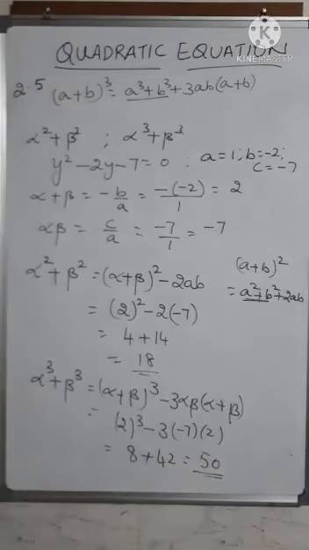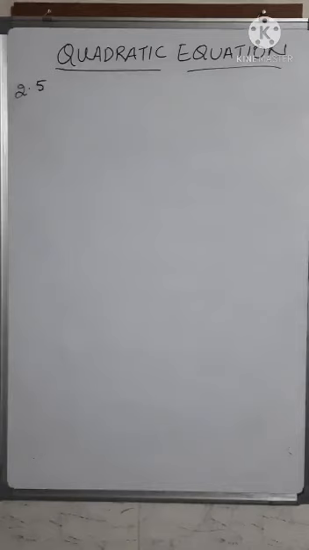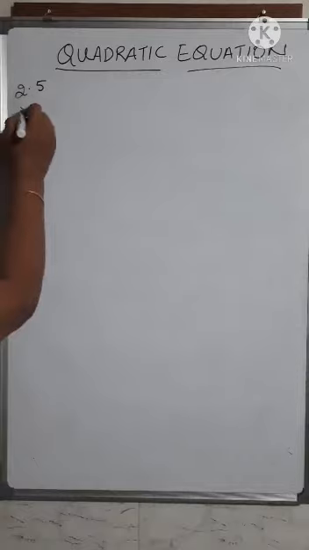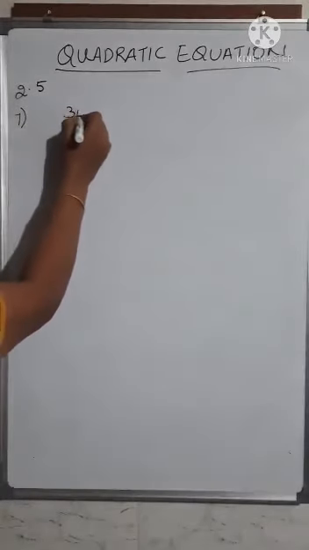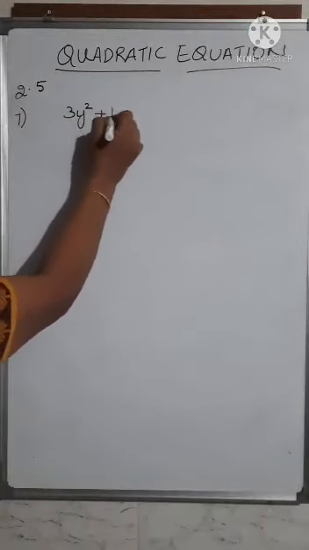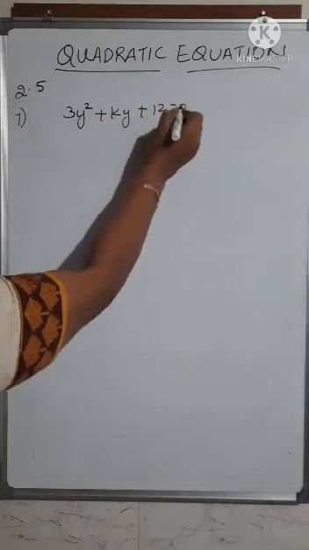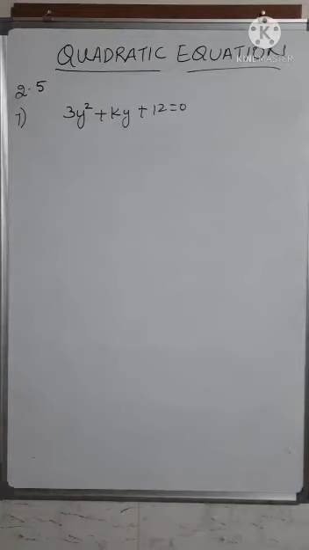So like this you have to find out alpha plus beta and then find out the value of what is asked in the problem. So here in the 7th problem, they have given that the roots of each of the following quadratic equations are real and equal. Then you have to find out the value of k. They have given that the roots of this equation are real and equal.